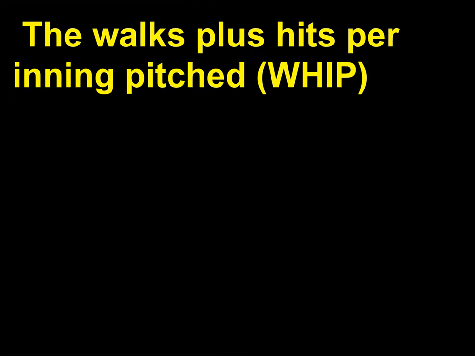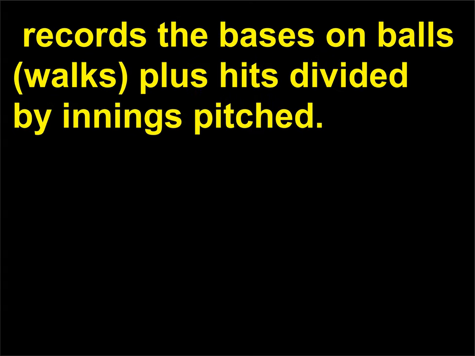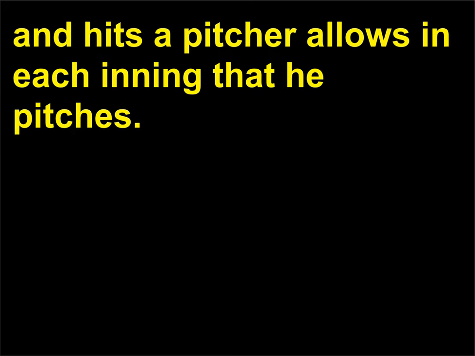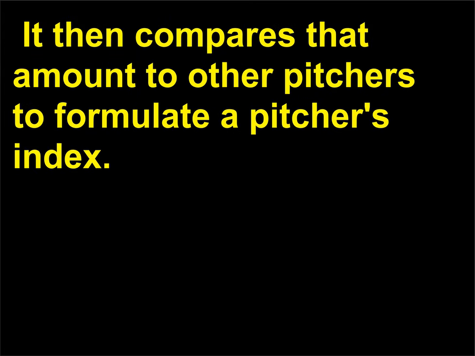The walks plus hits per inning pitched, WHIP, records the bases on balls, walks, plus hits divided by innings pitched. It's a good way to measure the approximate number of walks and hits a pitcher allows in each inning that he pitches. It then compares that amount to other pitchers to formulate a pitcher's index.